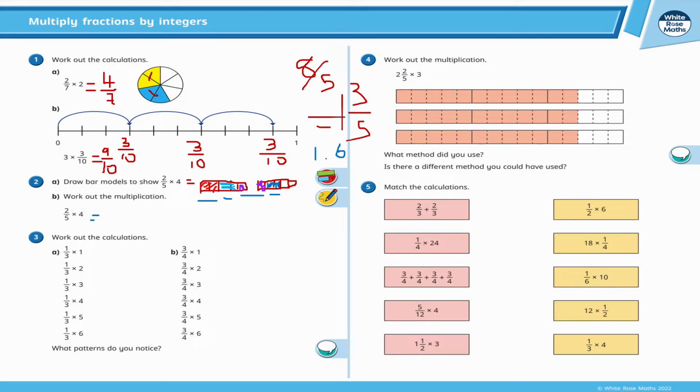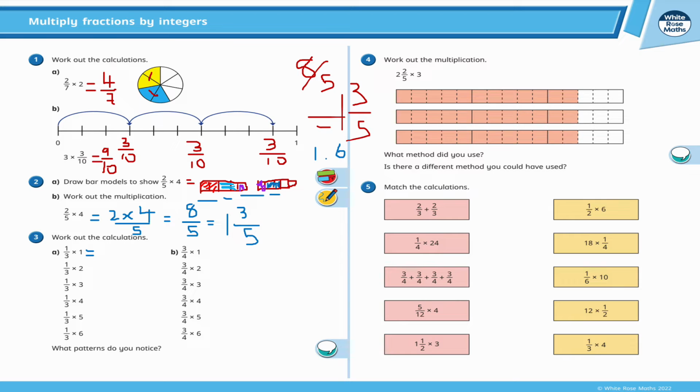Part B, work out the multiplication. Well, I do 2 times 4 all over 5. 2 times 4 is 8, so the answer is 8/5, or 8 over 5, which can be written as 1 3/5 as a mixed number. How many 5s go into 8 is 1, and the remainder is 3, so the remainder is written as a fraction. Question number 3, work out the calculations.